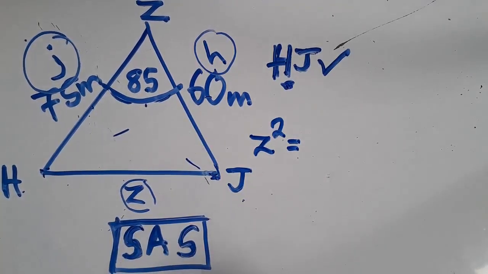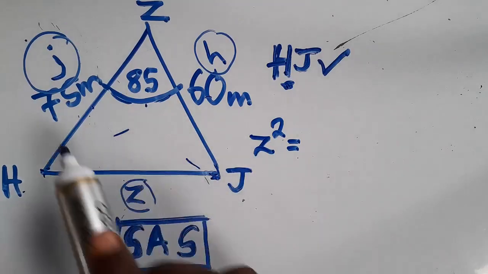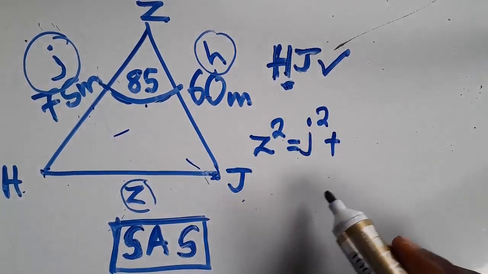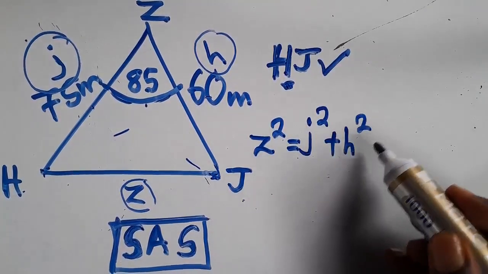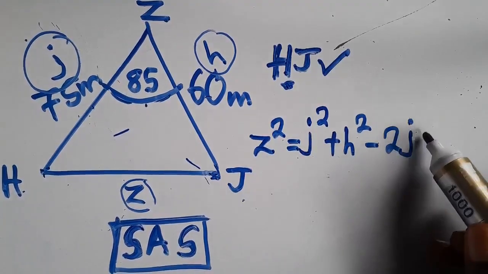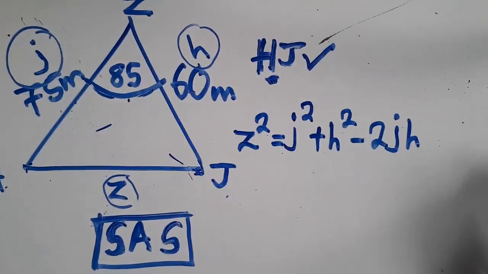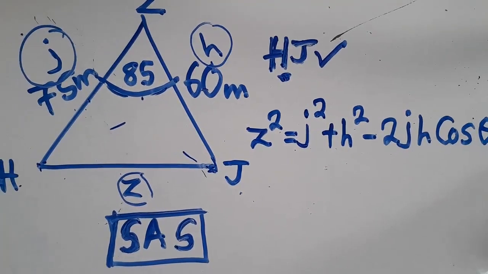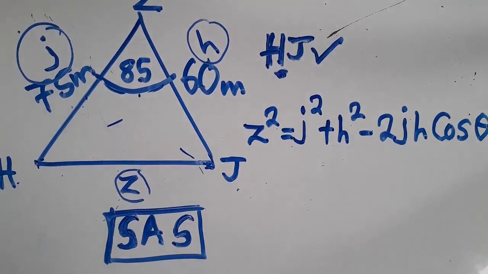So whenever you see such a question, just know that it falls under the cosine law. There are four principles: cosine law has two, sine law has two. Make sure that you know and understand this. So this is the formula here: j squared plus h squared, then minus 2, then you multiply j and h, then cos theta, the angle which is given. This is the formula that you are going to use.